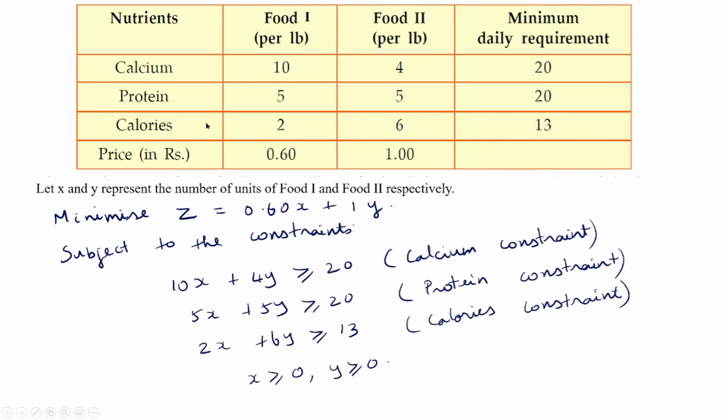So the mathematical formulation of this given problem is given by the objective function minimize z is equal to 0.6x plus y subject to the constraints 10x plus 4y greater than or equal to 20, 5x plus 5y greater than or equal to 20, 2x plus 6y greater than or equal to 13, x greater than or equal to 0 and y greater than or equal to 0.